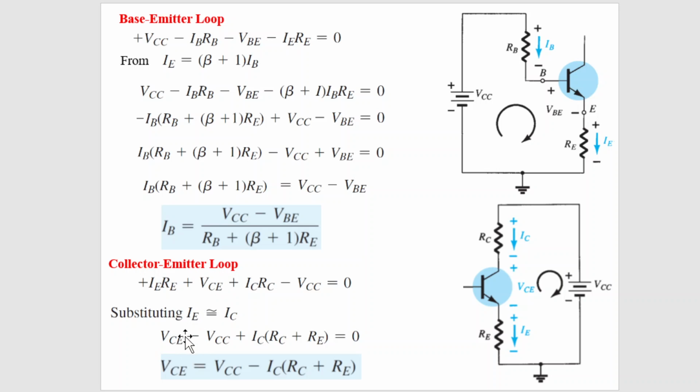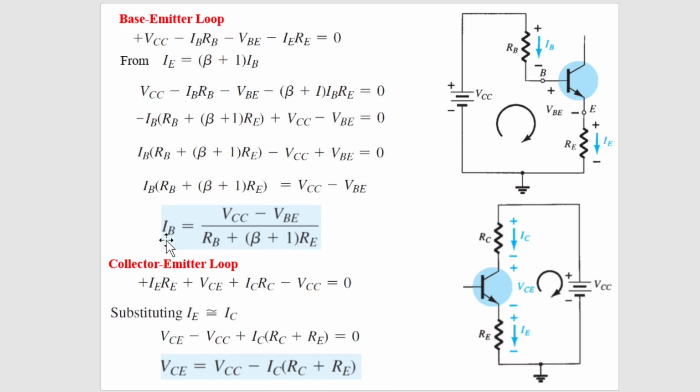So VCE will be equal to minus VCC. I have replaced this IE with IC, so IC into RE plus IC into RE. So IC I have taken common. So VCE minus VCC plus IC, RC plus RE is equal to 0. So VCE is equal to VCC minus, in bracket, IC, RC plus RE.